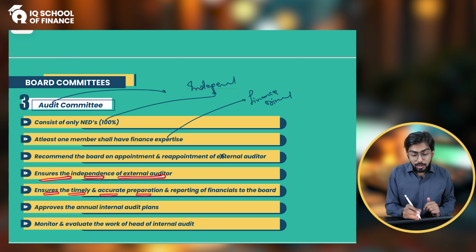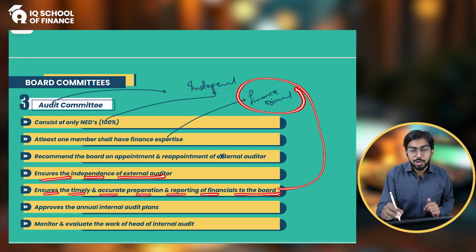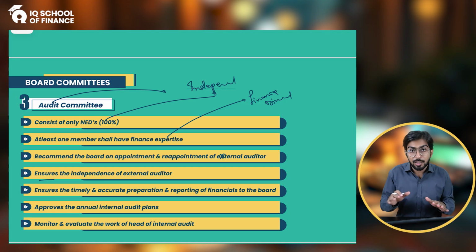Ensure the timely and accurate preparation and reporting of financial information to the board. Again, that is why you have the finance director. The audit committee has the responsibility to ensure that accurate, complete and timely financial reporting is done to the board of directors, so that the board can approve the financial statements and issue them to the shareholders.